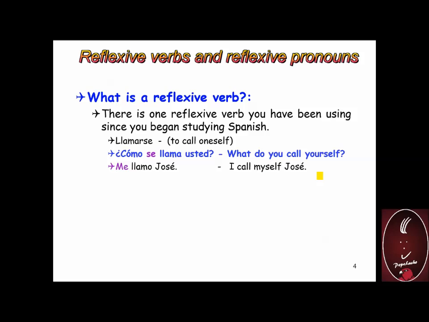Why don't we use this translation in English? Because English does not use reflexive verbs in the way we use a reflexive verb in Spanish. So in English we use the natural translation. What is your name? My name is José.